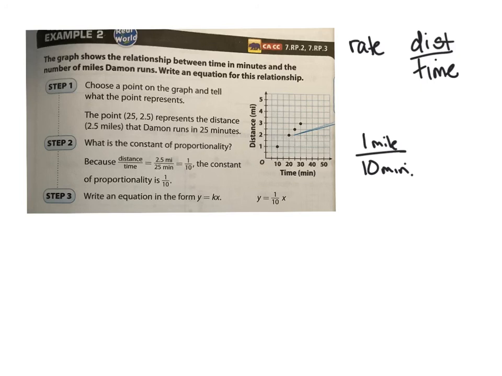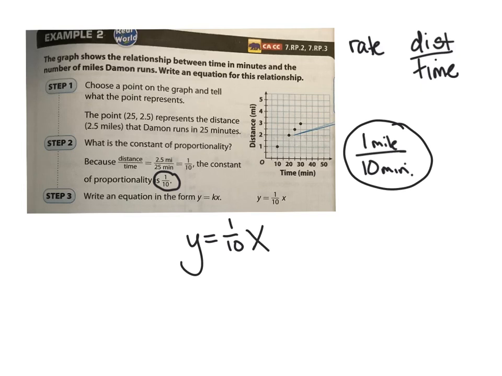So that makes sense. So what we have here is the constant is 1/10. Constant of proportionality is 1/10, 1 mile in 10 minutes. So we can write it in the equation of y equals, and our constant of proportionality is 1/10 times x. X would be however many minutes he ran. So this would tell us if he ran 30 minutes, 1/10 times 30 is going to give us 3. So we would have 3 miles run.